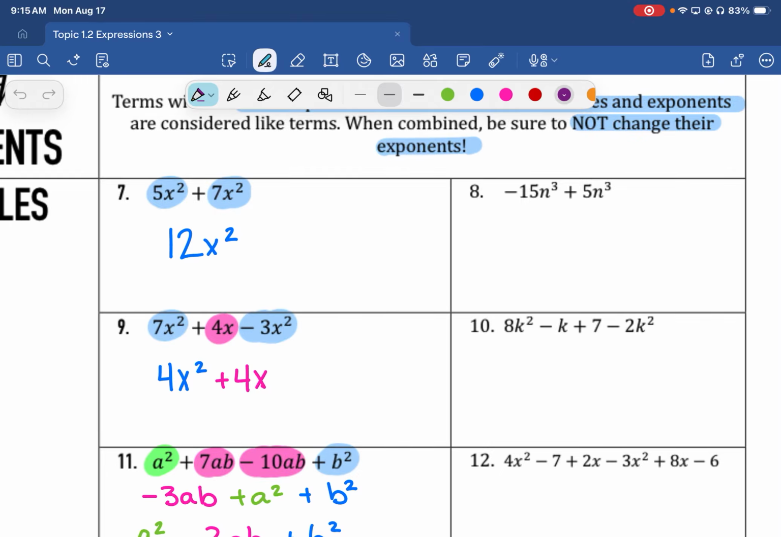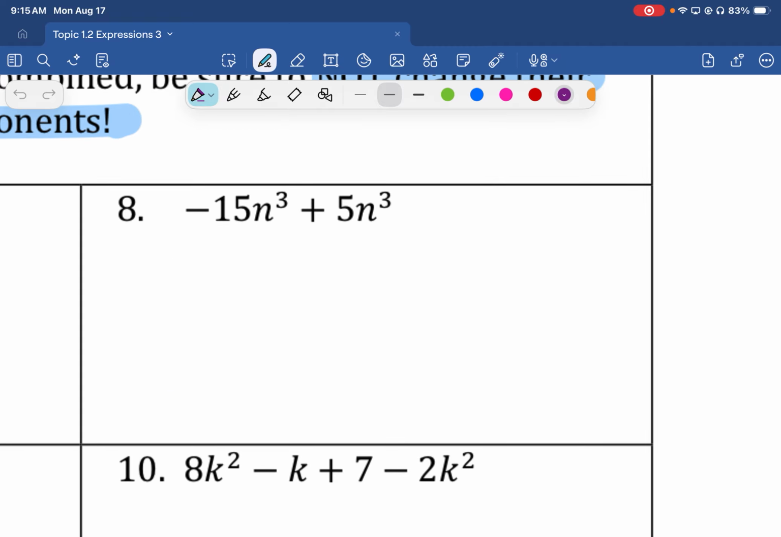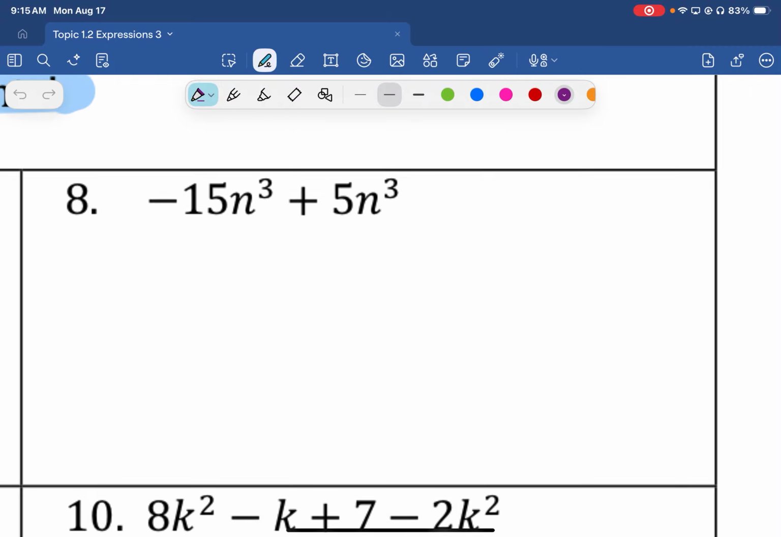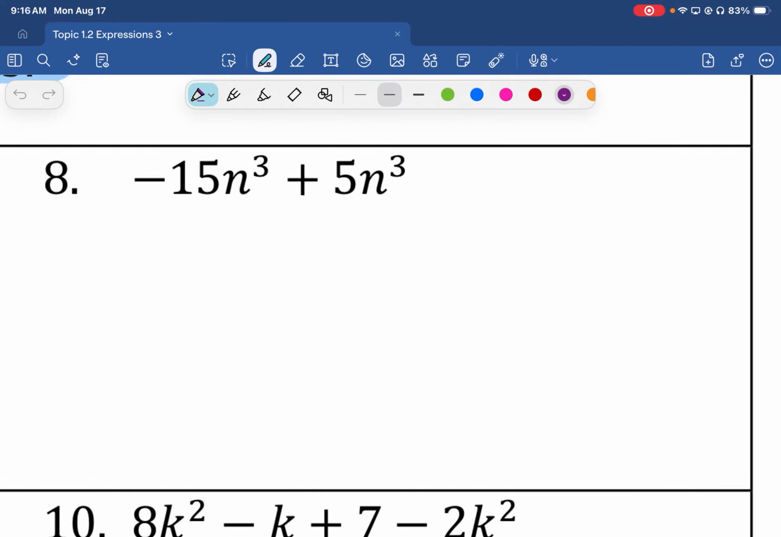Remembered how to combine like terms, right? So that's what we're going to do real quick with 8, 10, and 12. So for question number 8, what are our like terms? And if we combine those, what do we get? Negative 10 and 2. All right.